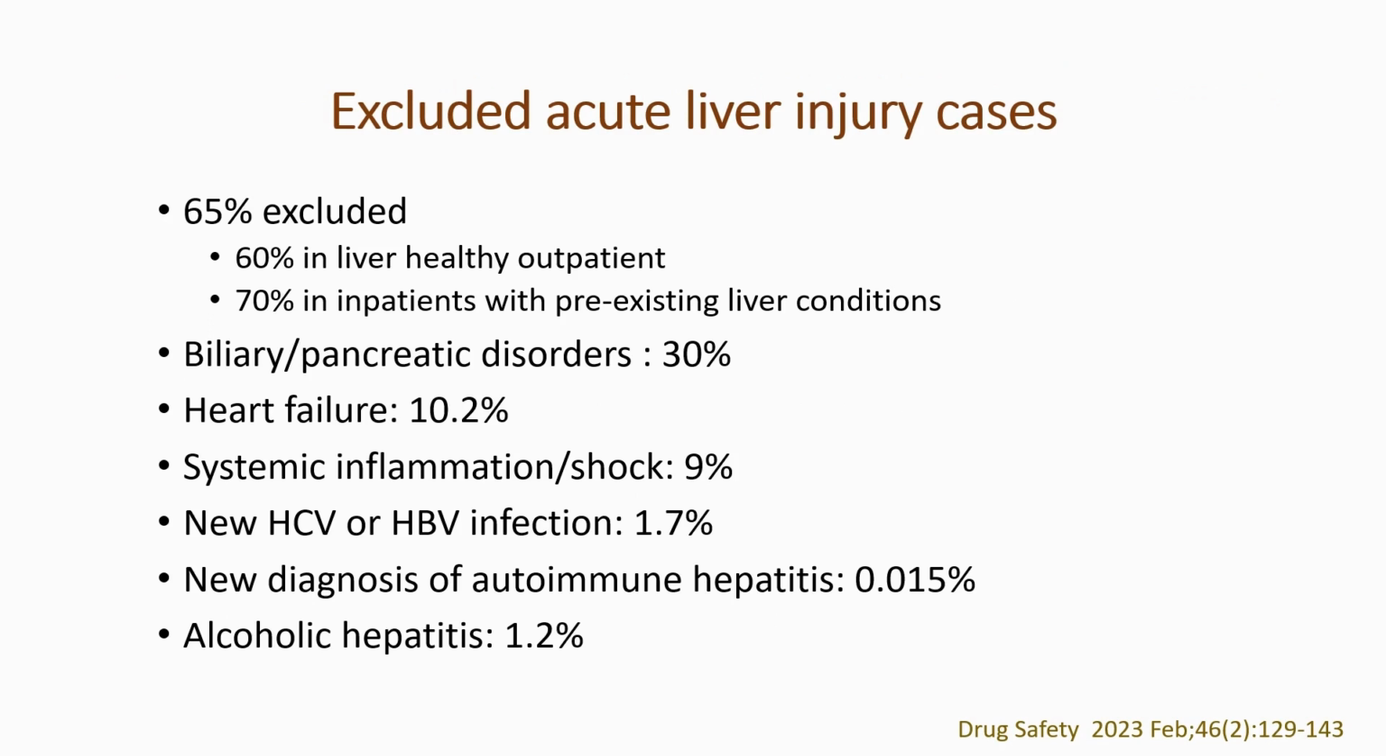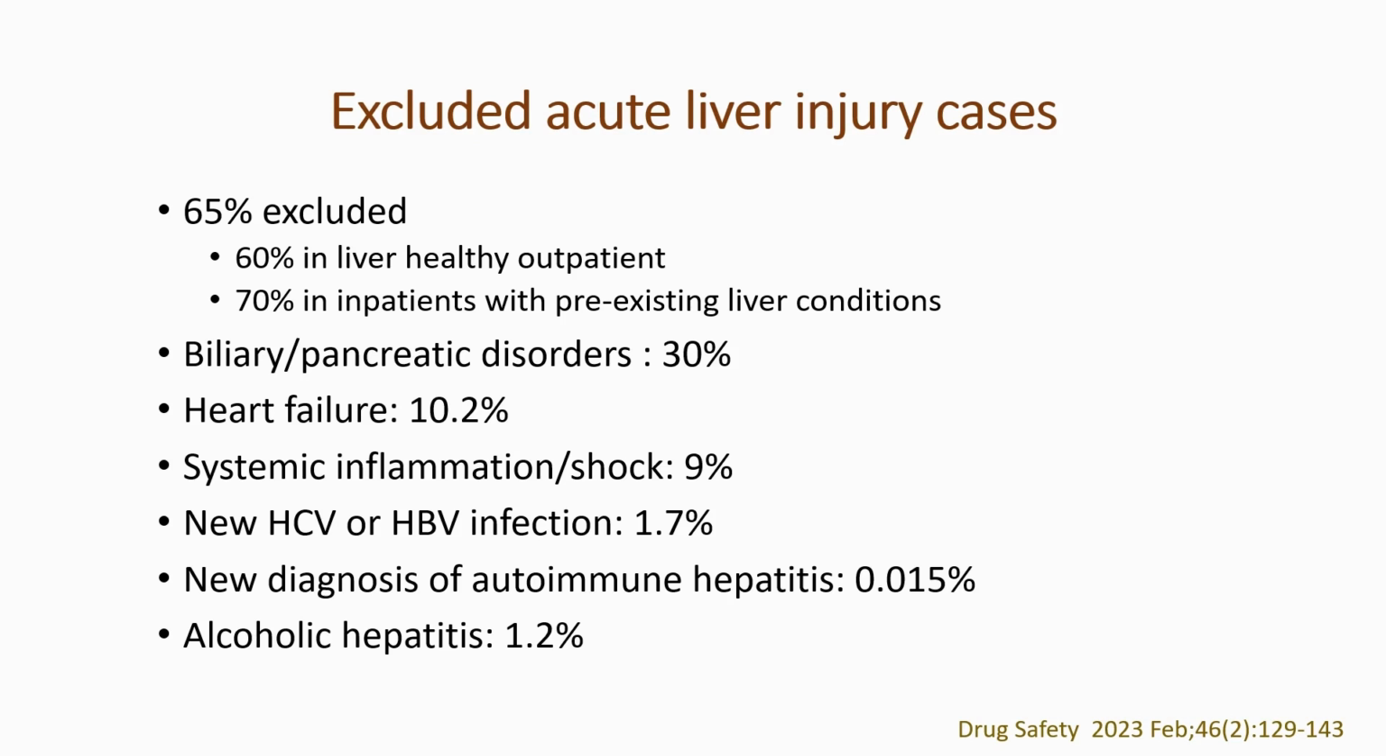Among acute liver injury cases, 65% had at least one of other etiologies explaining liver enzyme elevation. This proportion varied among the subcohorts from 60% in liver healthy outpatient to 7% among inpatient with pre-existing liver condition. This proportion likely differs based on which cohort we target, community versus academic centers, and general patient population versus specialty population, because the extensiveness of clinical workups may differ.